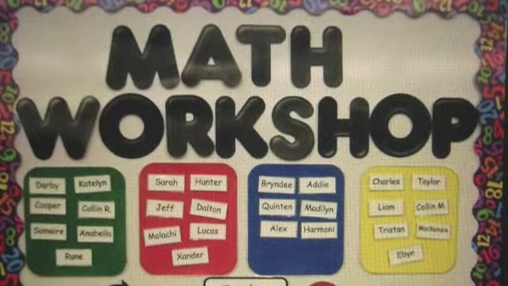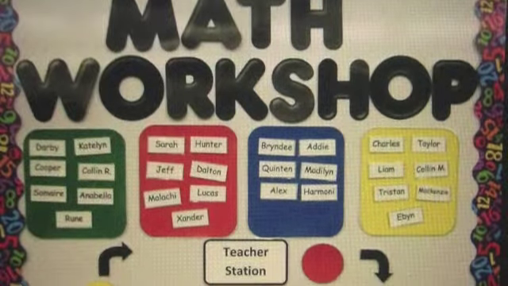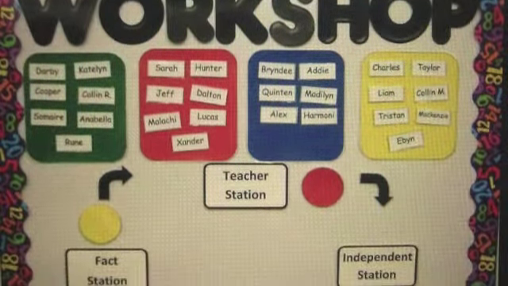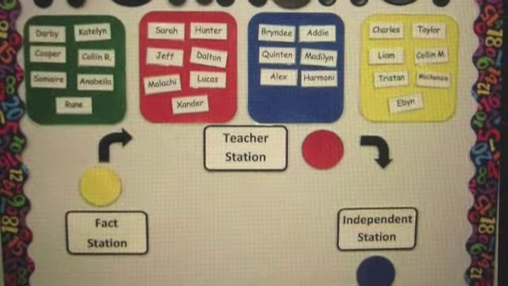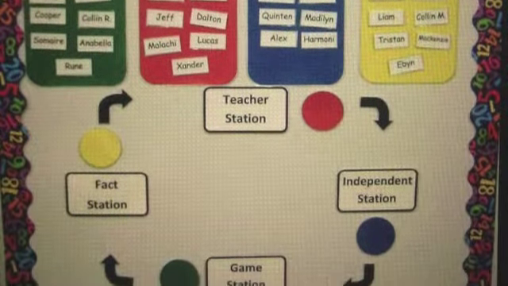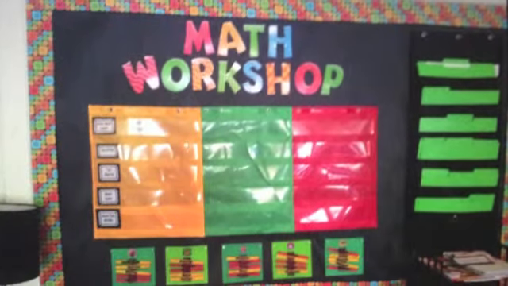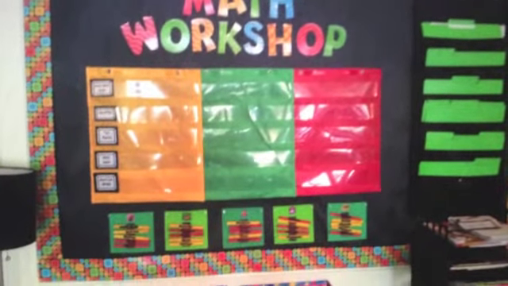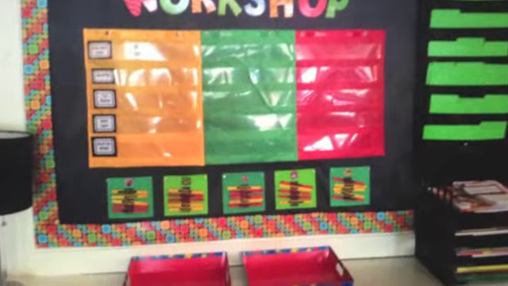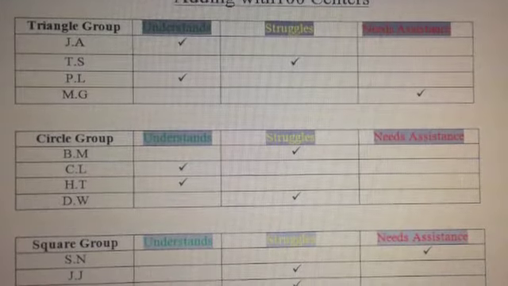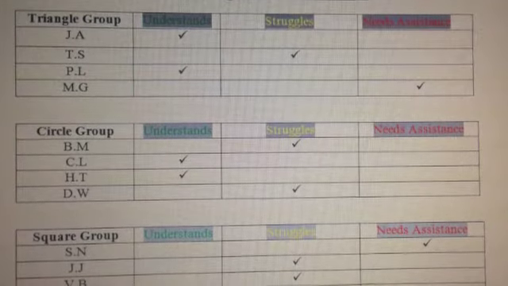For example, if I was working with this math standard, I would try to have different centers for my students, but also incorporate a teacher station so I will be able to assess each group of students to see who needs extra attention. This is an example on how I would assess my students during their rotating time.